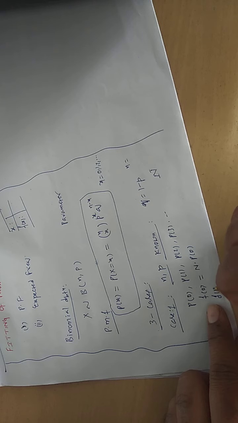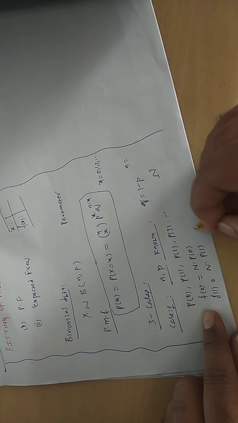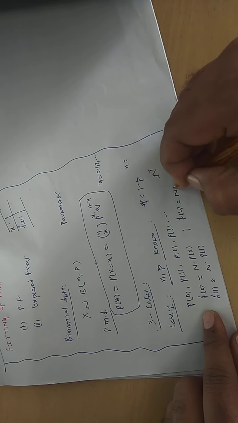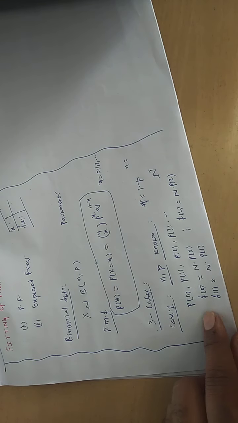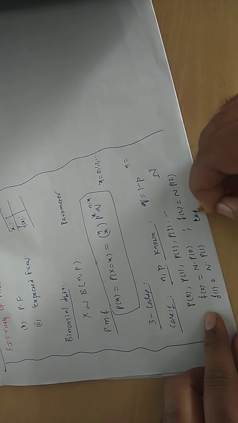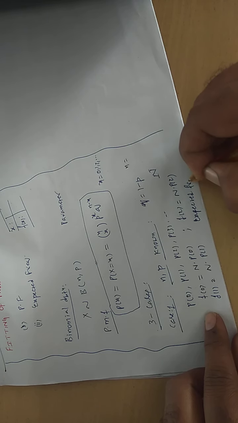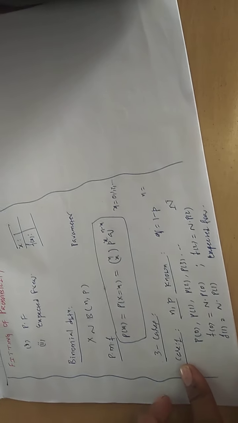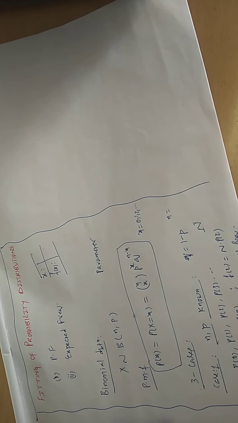Same way, how do you get f of 1? N into its corresponding probability of 1. Same way f of 2 is nothing but N into probability of 2. It's like that you will calculate the frequencies. These frequencies you are calling the expected frequencies. You tabulate these expected frequencies. What is the purpose of the expected frequencies? While doing the problem I will explain. Strictly speaking, this is case 1. Under case 1, you know both n and p values.